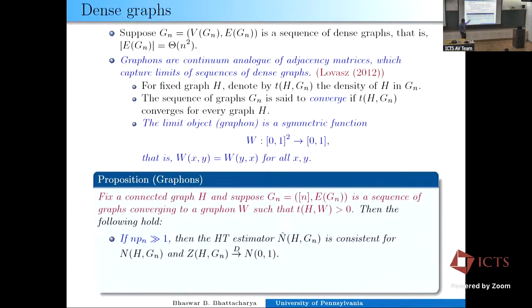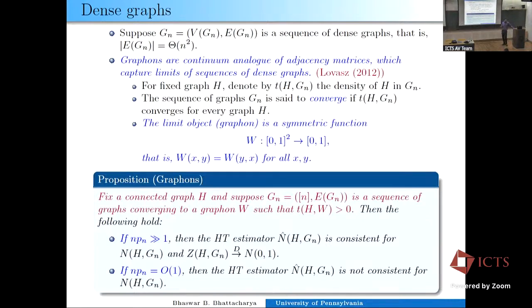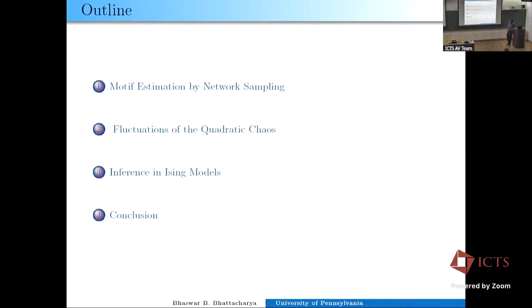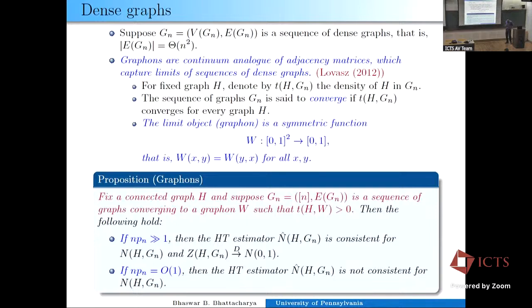So all I need is n times Pn to diverge. So I can take my sampling ratio as low as 1 over n almost, right? And then this is necessary. So these are 2 examples in the extreme to show when this estimate works and what kind of things you need on the sampling ratio for it to be a consistent and asymptotically normal estimator. Okay, so that's the end of the first part.